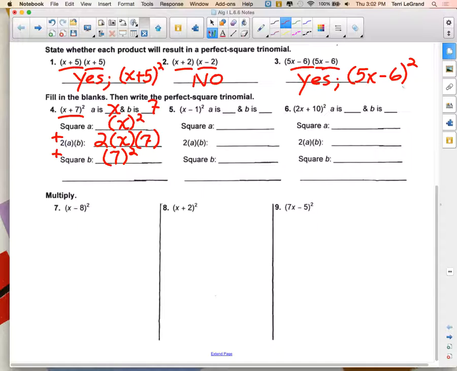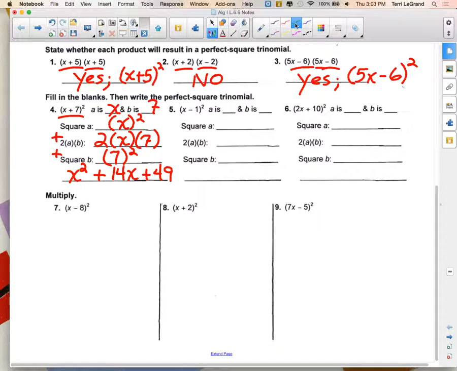So our first term of our perfect square trinomial is x squared. Our second term is 14x. Our third term is 49. If we FOILed it, we'd get the same answer. If we used the rectangle method, we'd get the same answer.